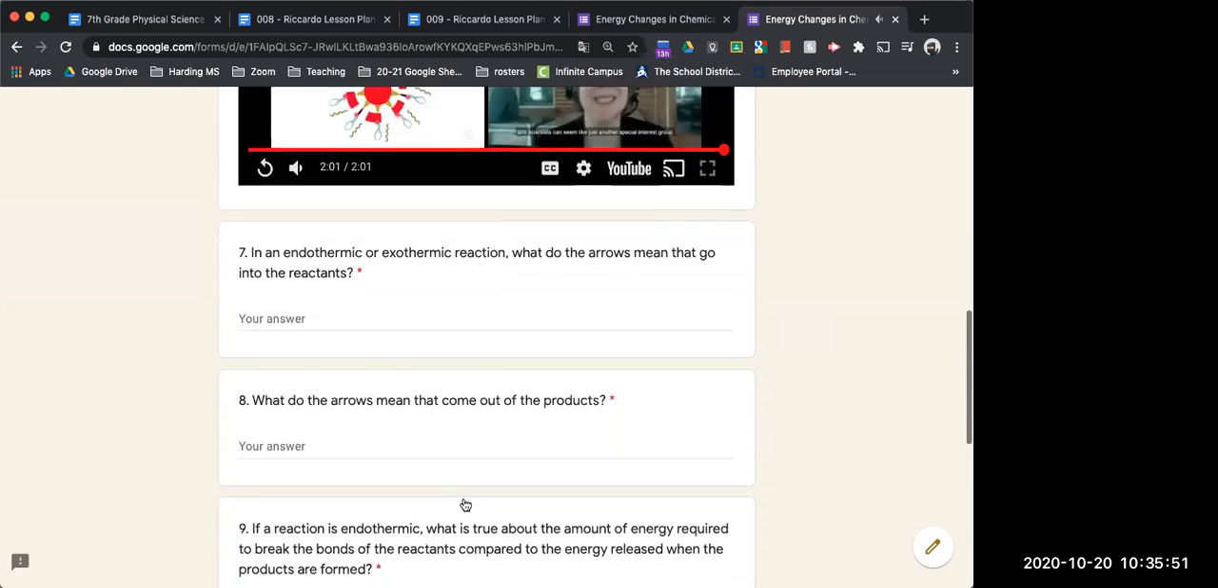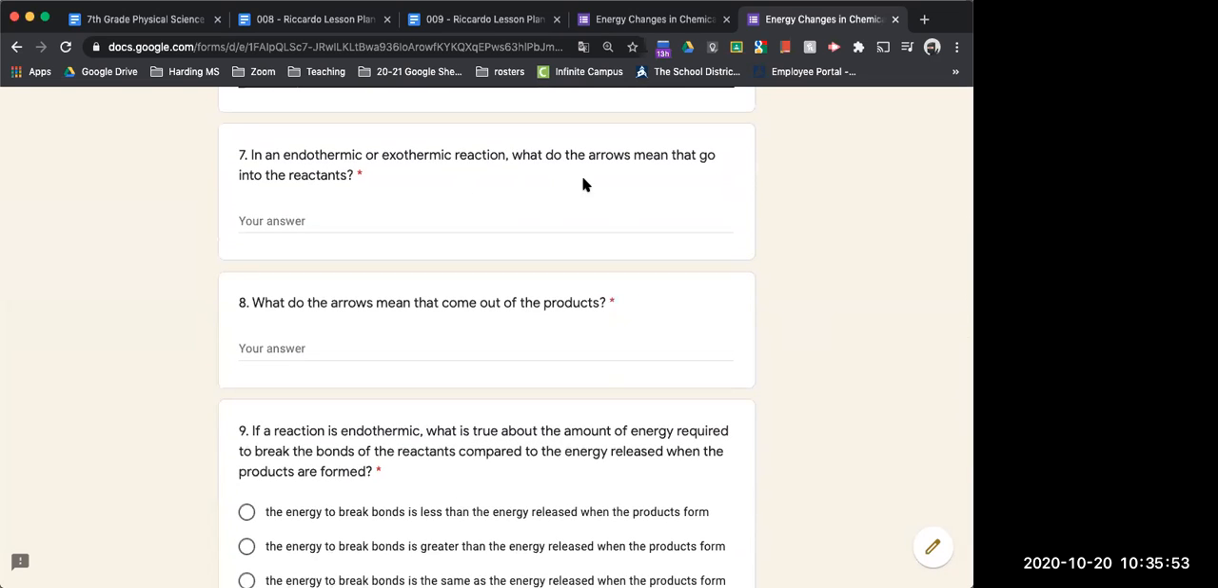In an endothermic or exothermic reaction, what do the arrows mean that go into the reactants? The energy. What do the arrows mean that come out? Energy needed for the reaction, and energy released from the reaction.